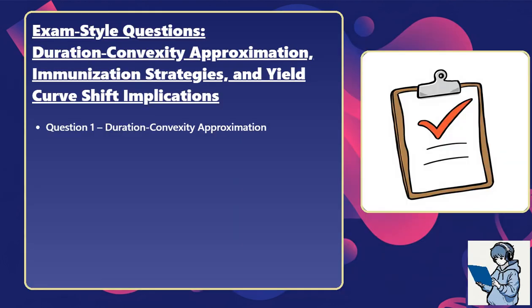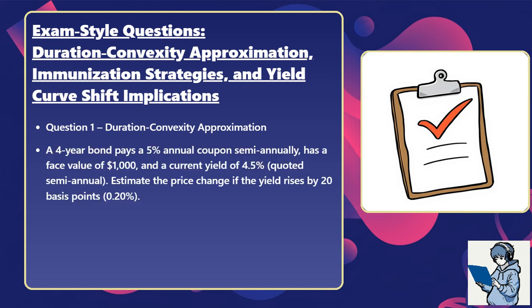Question 1 – Duration convexity approximation. A 4-year bond pays a 5% annual coupon semi-annually, has a face value of $1,000, and a current yield of 4.5% quoted semi-annually. Estimate the price change if the yield rises by 20 basis points, 0.2%.